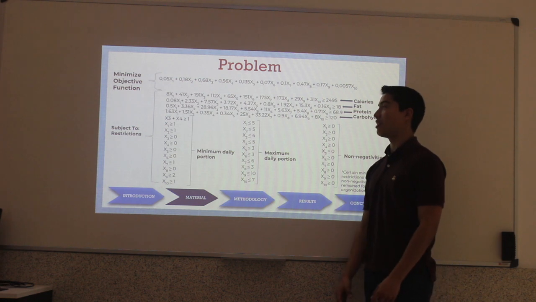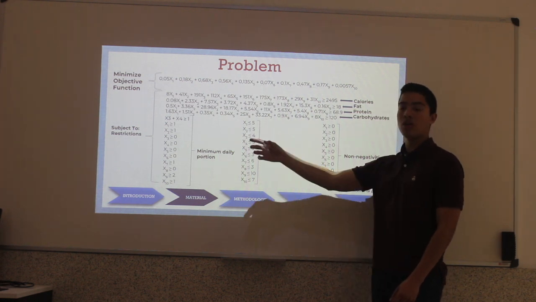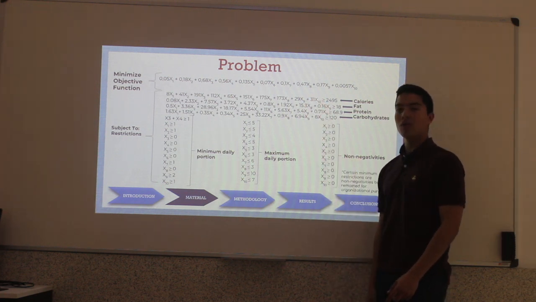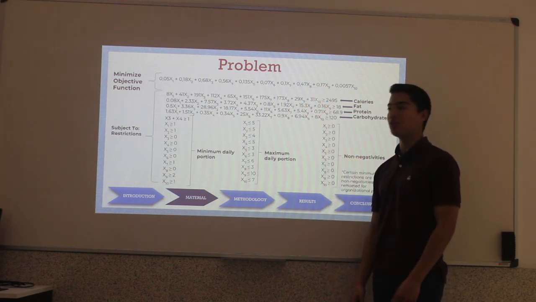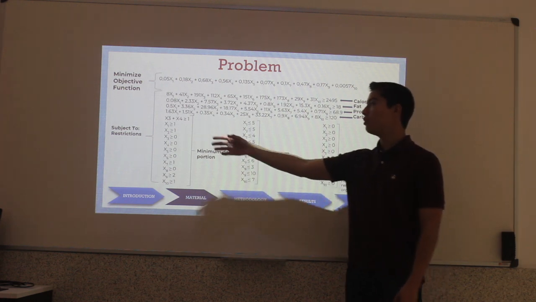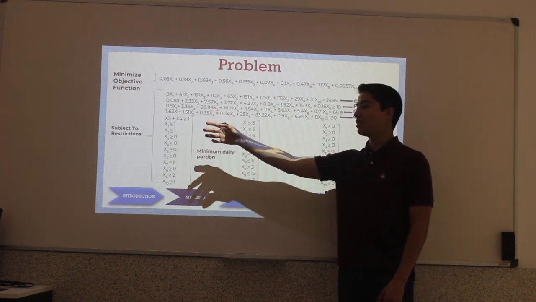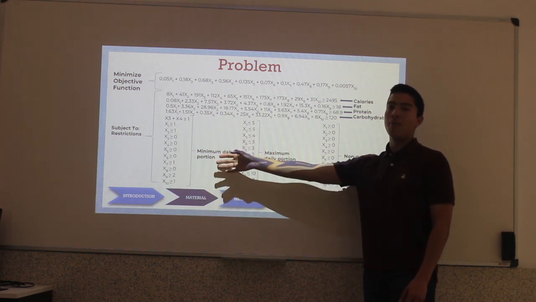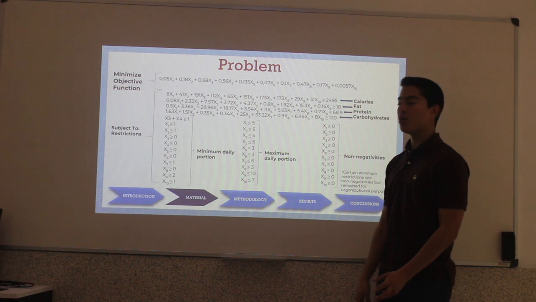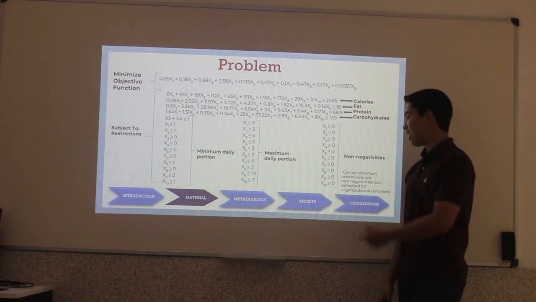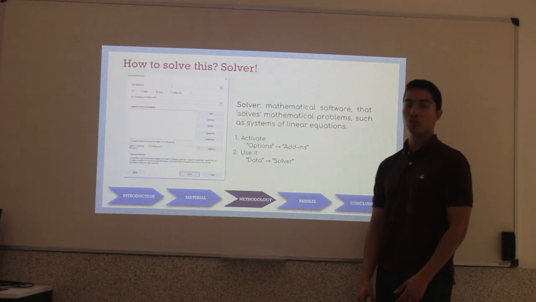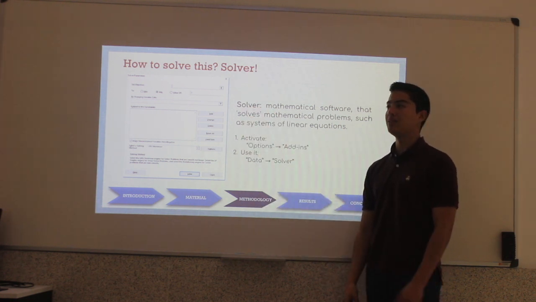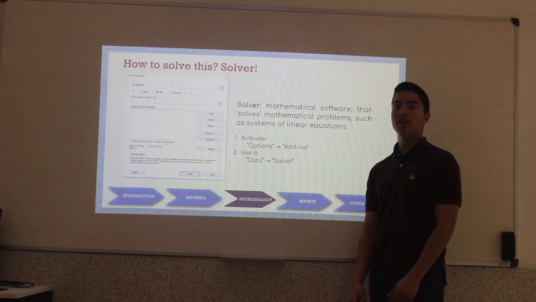Then our restrictions, which would also be the sum of the amount per product, need to be greater or equal than the amount given by our nutritionists. Then we need fish plus chicken to be greater or equal than 1. Also, there are our minimum daily and maximum daily portions, and since they are goods, they cannot be negative. Then to solve this problem, we will use Solver, a mathematical software add-in of Excel.